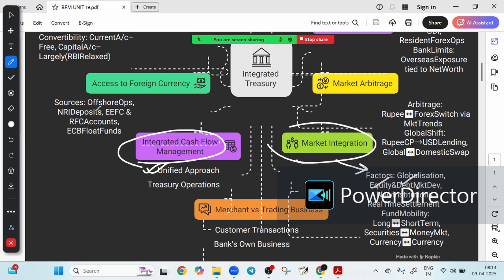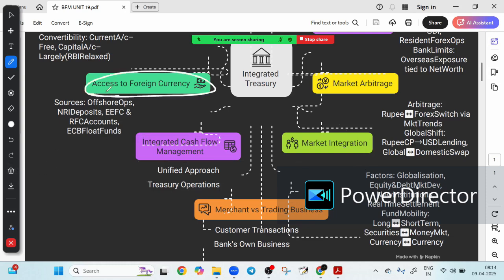If we talk about the access to foreign currency, on the left side you can see access to foreign currency through offshore operation, NRI deposit, EEFC and RFC account, ECB float fund treasury. What does ECB do? ECB float fund treasury ensures a steady inflow of foreign currency, making global trade seamless.